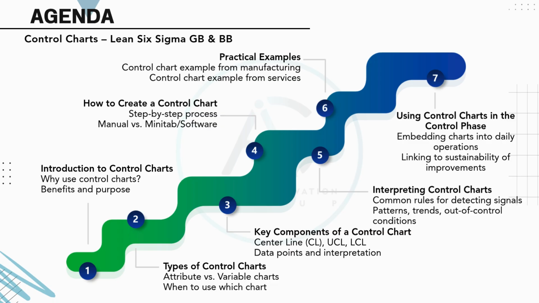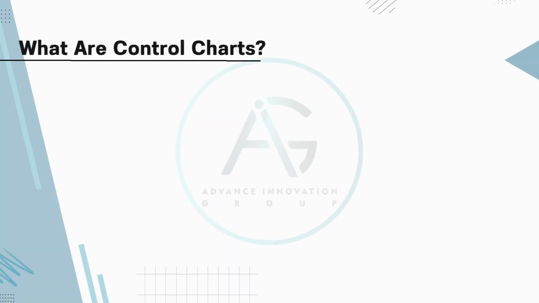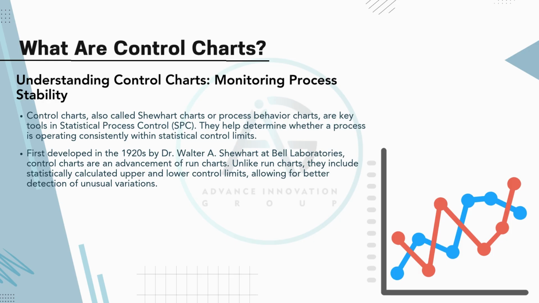What are control charts? Control charts, also known as Shewhart or process behavior charts, are essential tools in statistical process control. They help us monitor whether a process is stable and operating consistently over time by checking if the data stays within control limits. This lets us quickly spot and address any unusual variation.